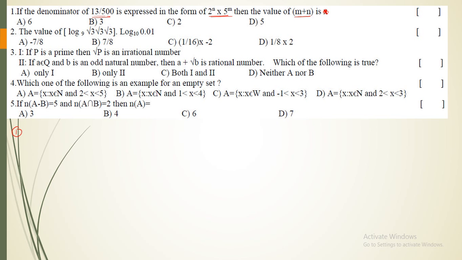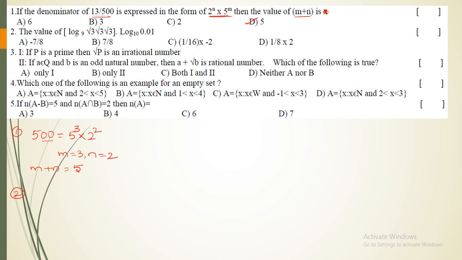So what is the denominator? The denominator is 500. How can you write this 500? 5 into 100. So 100 I can write as 2 square into 5 square. Already 5 is there, so 5 square into 5 is 5 cube. Clearly on comparing, the value of m is 3 and the value of n is 2. So m plus n is equal to 3 plus 2, which is nothing but 5. So the answer is option 5. Right, next moving on to question number 2.